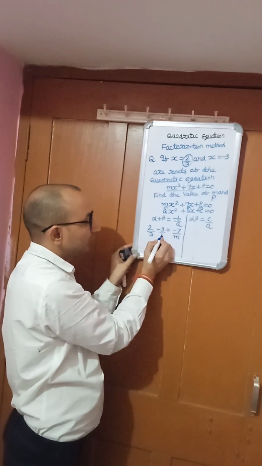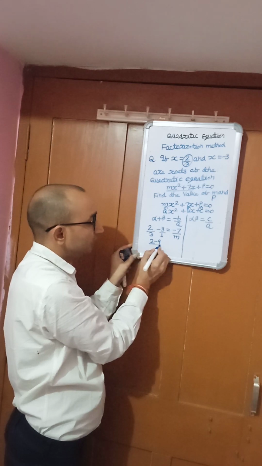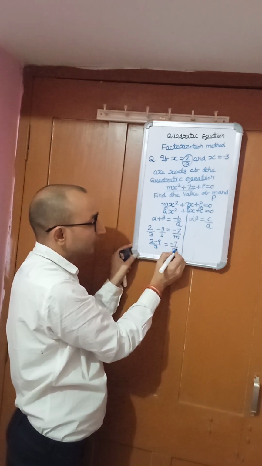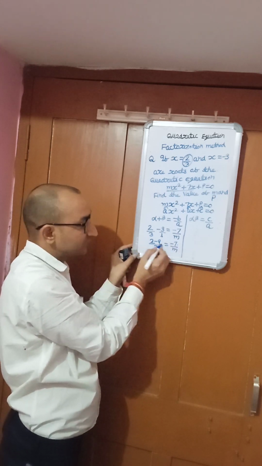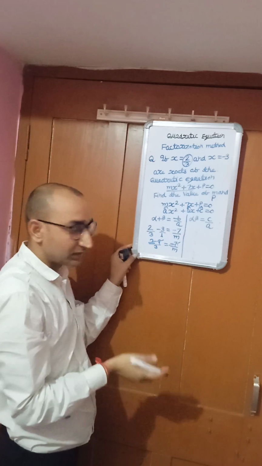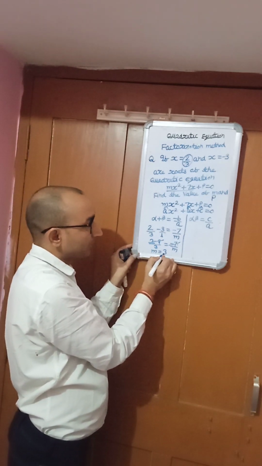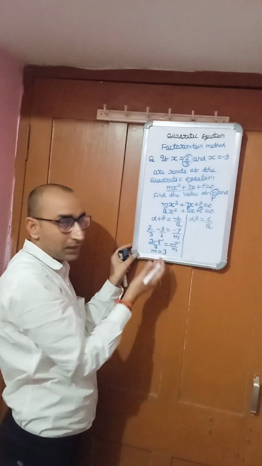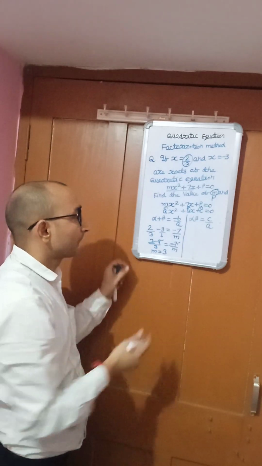Calculate this. This becomes 2 minus 9 by 3 equals to minus 7 by M. 2 minus 9 is minus 7. This is also minus 7. Minus 7 gets canceled out. So M equals 3 here. I have to find the value of M, and I have got the value of M here.